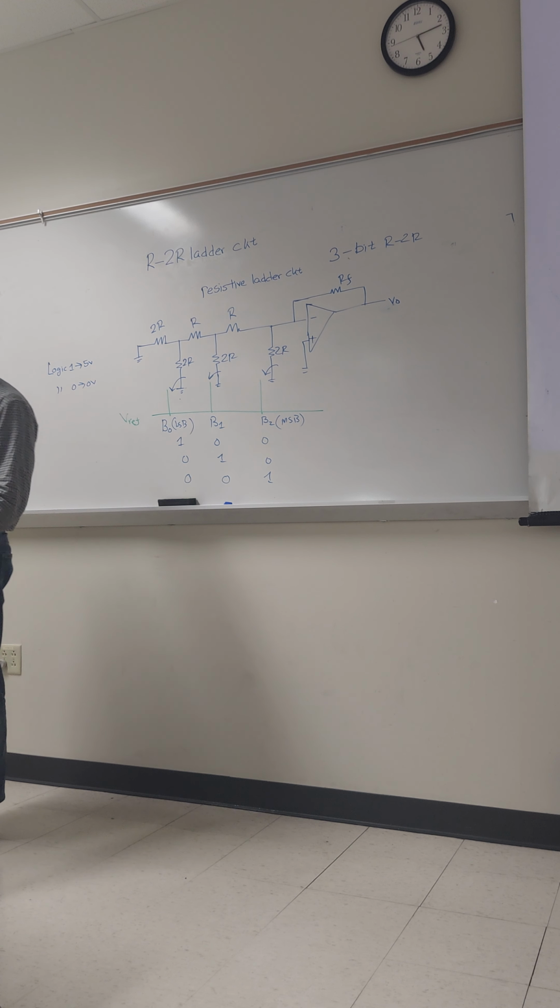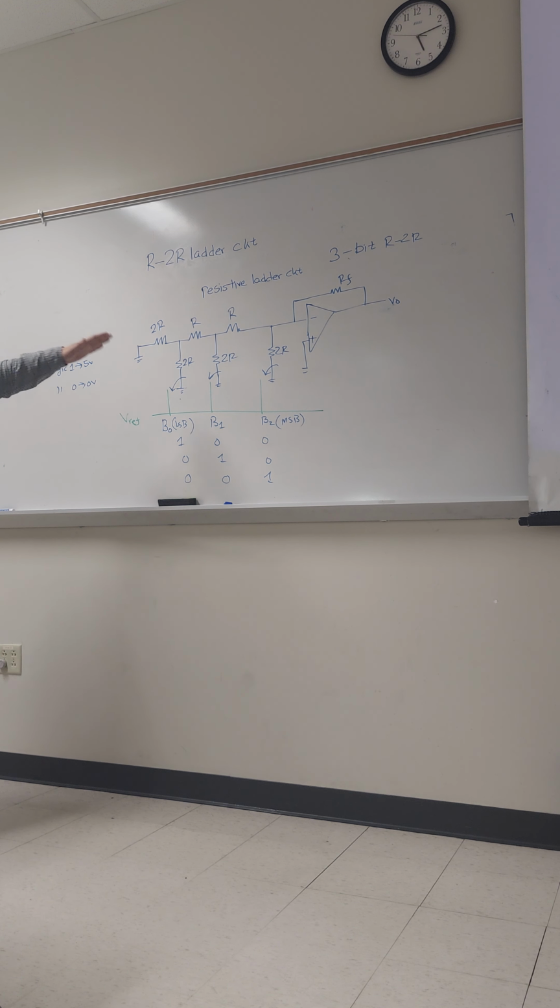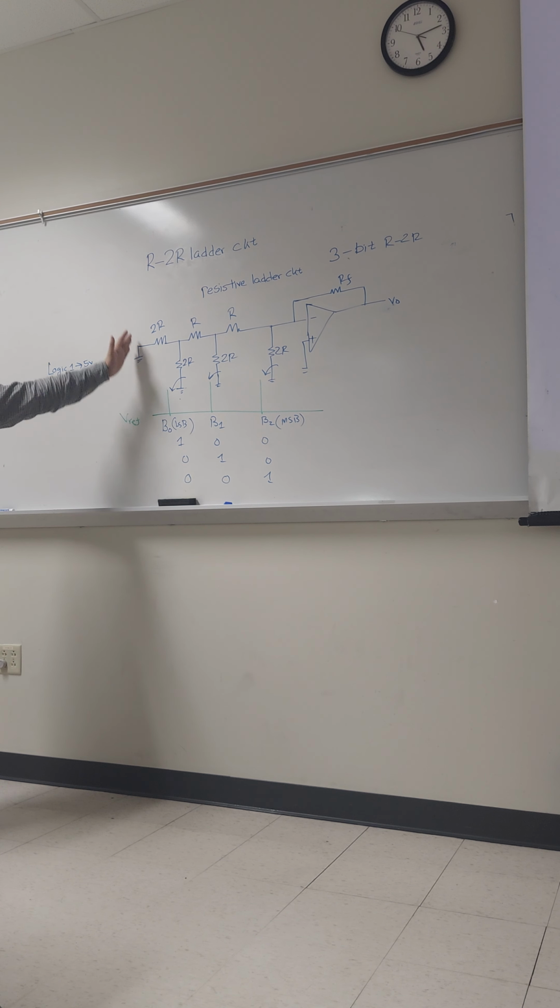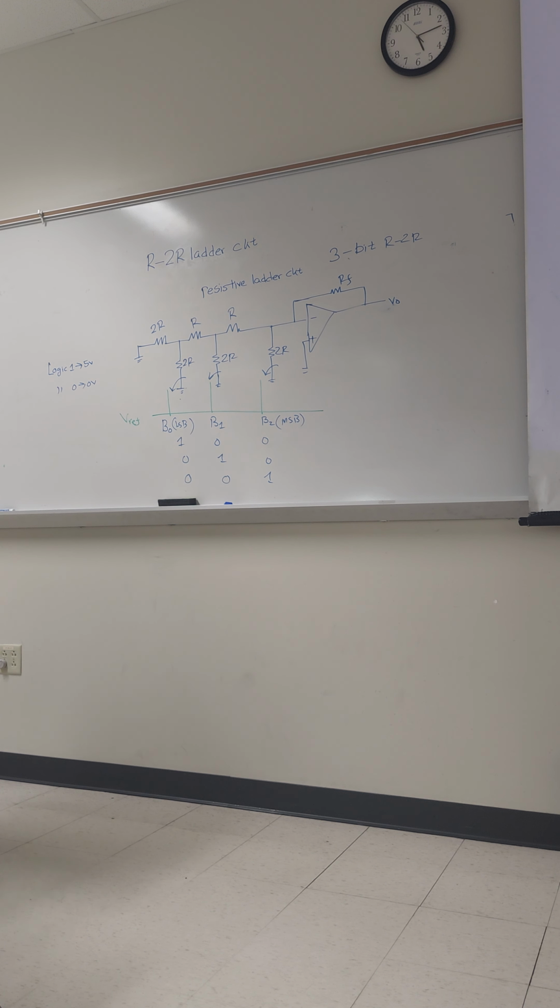So this is the circuit. At first we need to know how to draw the circuit. So this is for 3-bit. If we have a 4-bit, then we have another 2R resistor here. Okay. So how can we calculate the impedance here?